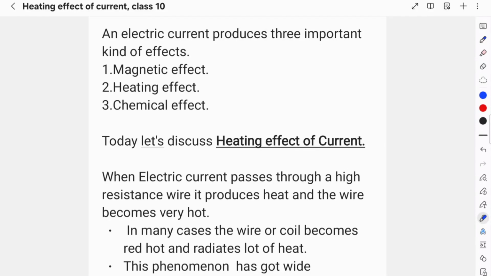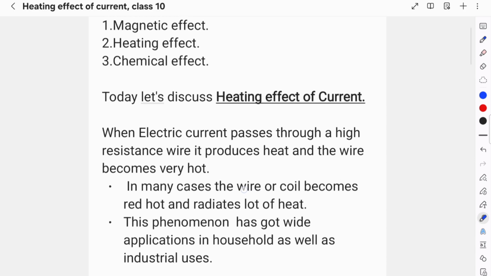Hi students, today let's discuss the heating effect of current. An electric current can produce three important kinds of effects. It can produce a magnetic effect, it can produce a heating effect, and it can produce a chemical effect. So let's see how an electric current can produce a heating effect.